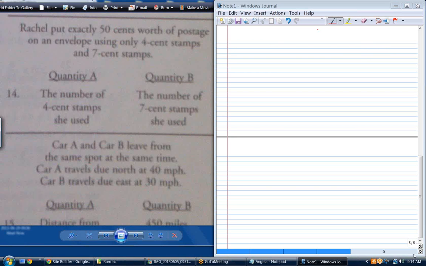Let's look at this algebraically. What's the algebraic approach? Well, this is a word problem. So what's the first thing we need to do? Define the variable. Okay. Let's do it.